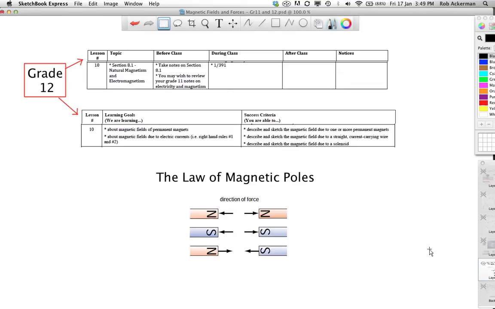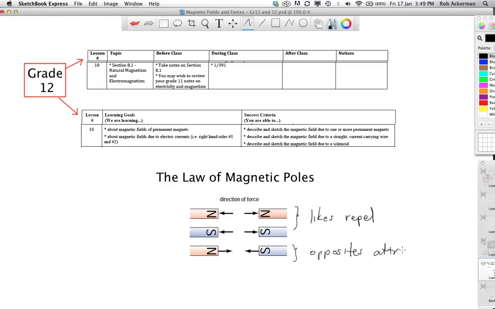So as you can see in the first diagram here, you see two north poles of bar magnets repelling, or two south poles repelling, and we can write that down just like this. We can say likes repel, and of course right here we can say that opposites attract.